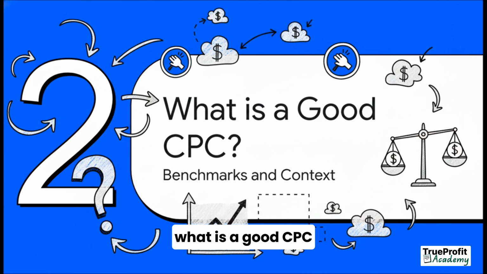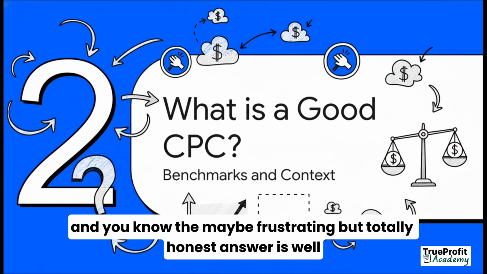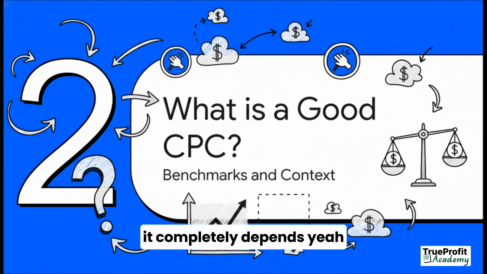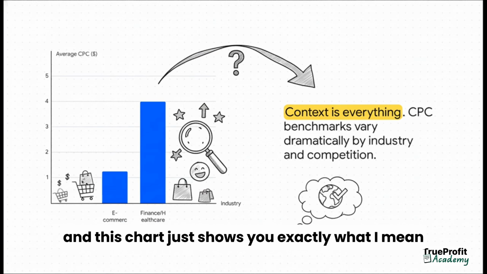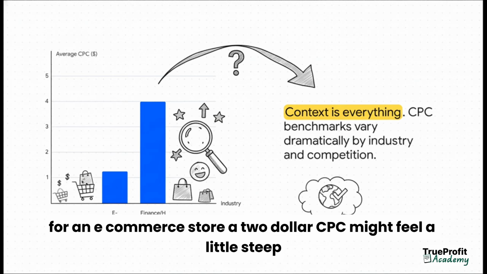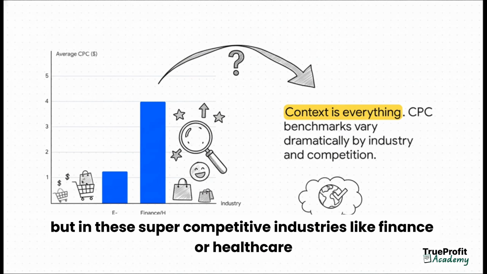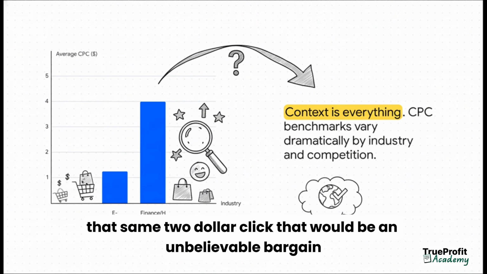Okay, so that leads to the million-dollar question, right? What is a good CPC? And the maybe frustrating but totally honest answer is, well, it completely depends. Yeah, and this chart just shows you exactly what I mean. For an e-commerce store, a $2 CPC might feel a little steep, but in these super competitive industries like finance or healthcare, that same $2 click would be an unbelievable bargain.